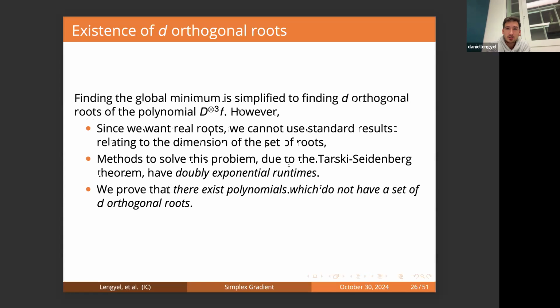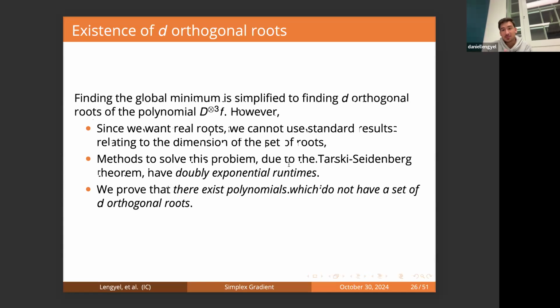There are methods from real algebraic geometry that allow you to determine existence and actually find them. They're based on Tarski-Seidenberg, but they have doubly exponential runtimes, and I could never get them to work for even very low-dimensional problems, like 2-dimensional or 3-dimensional problems.